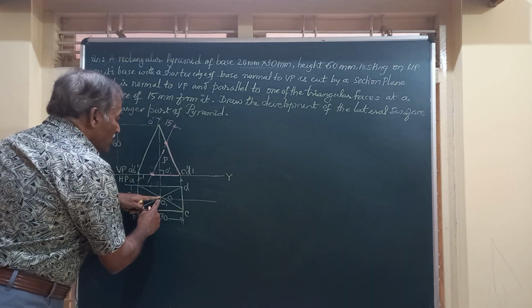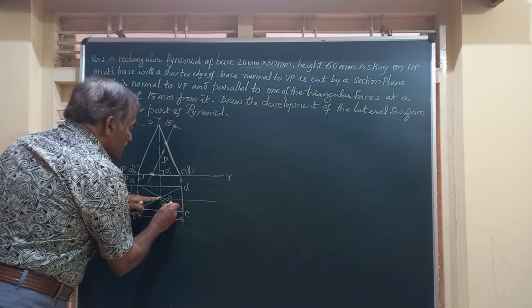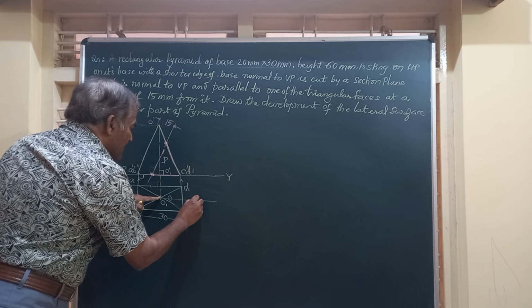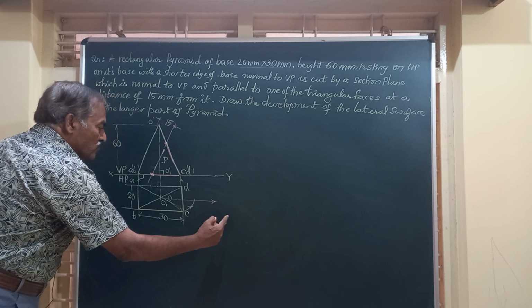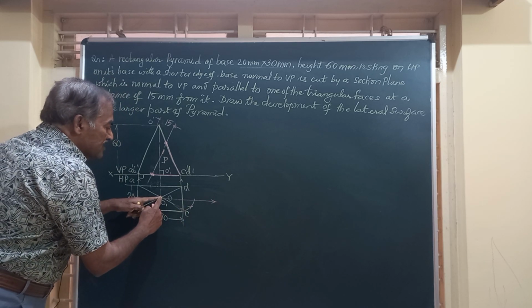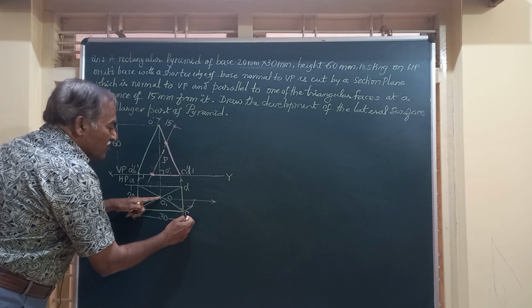With center O and radius equal to this OC, I draw an arc. So I will draw a horizontal line through this O. Then taking O as center, OC radius, I am going to draw an arc.